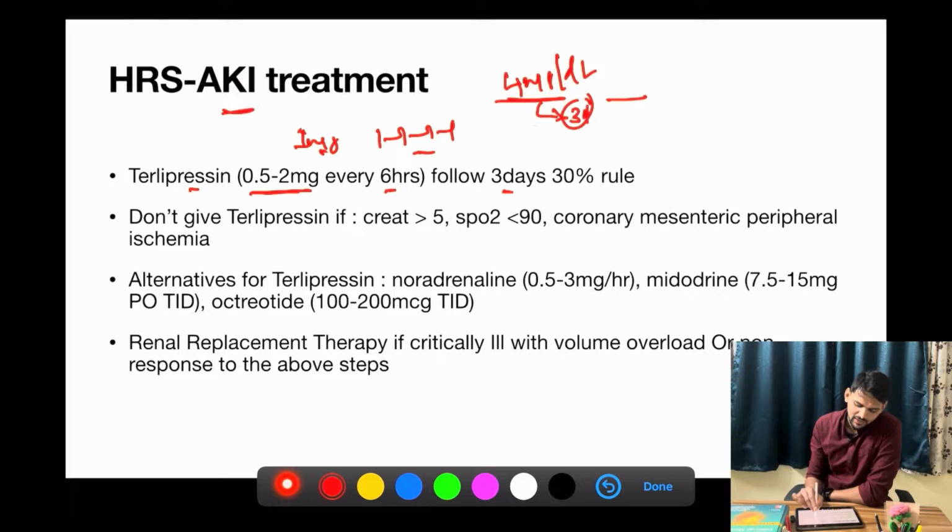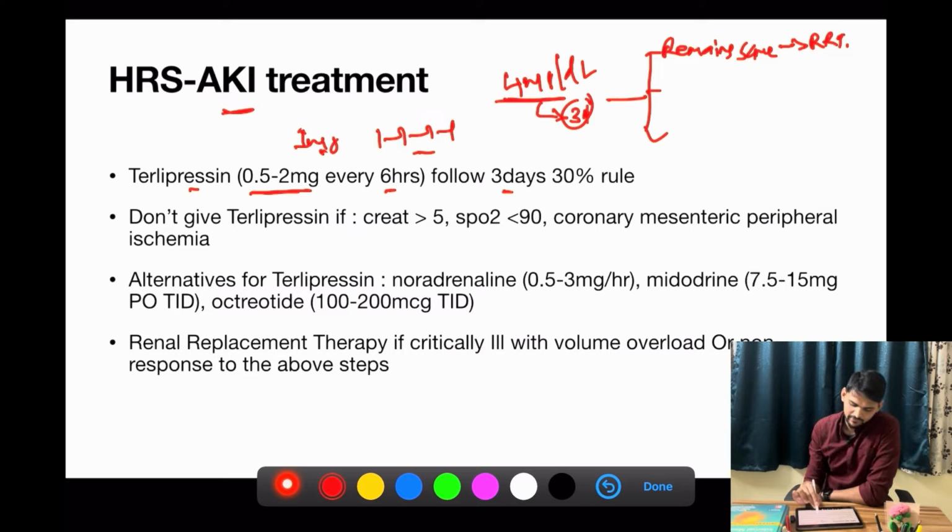So after 3 days, there might be 3 possibilities. First one is there is no response at all, like the baseline creatinine, whatever 4 mg was there before initiation, it remains the same. So this is considered as no response to terlipressin. So in that case, we have to consider other treatment options, like commonly renal replacement therapy. This is the first possibility.